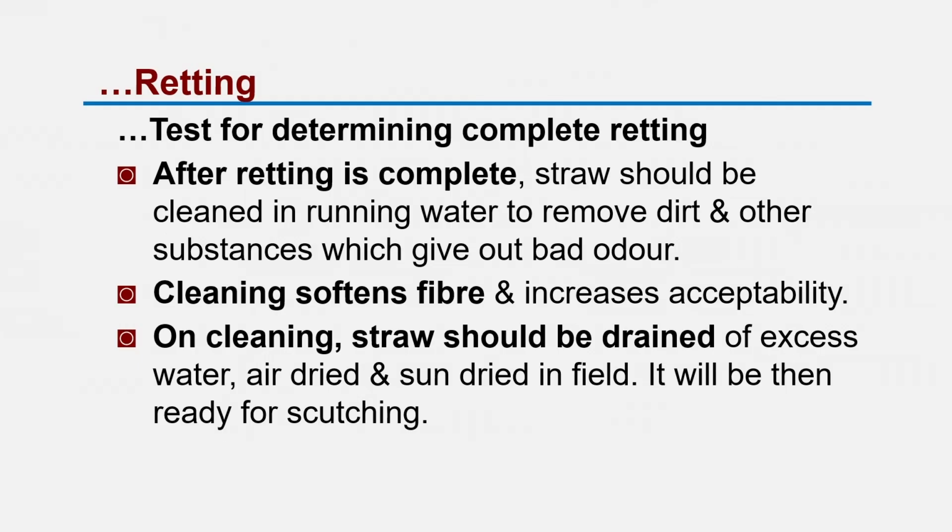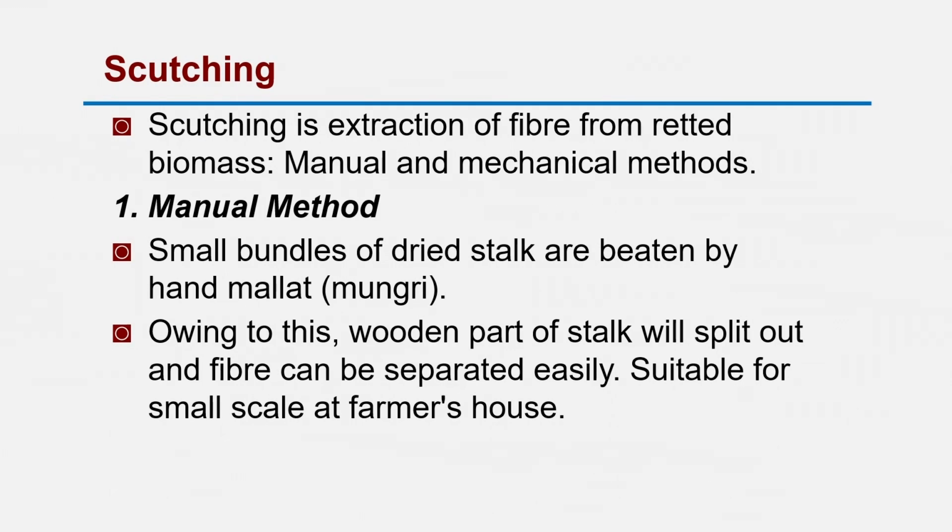On cleaning, the straw should be drained of excess water. This point is very, very important. The excess water should be drained, and then it should be air dried and sun dried in the field. This is done to get the ideal moisture percentage in this product. It will then be ready for scutching. So, let us learn what the scutching process is. Scutching is the extraction of fiber from the retted biomass.